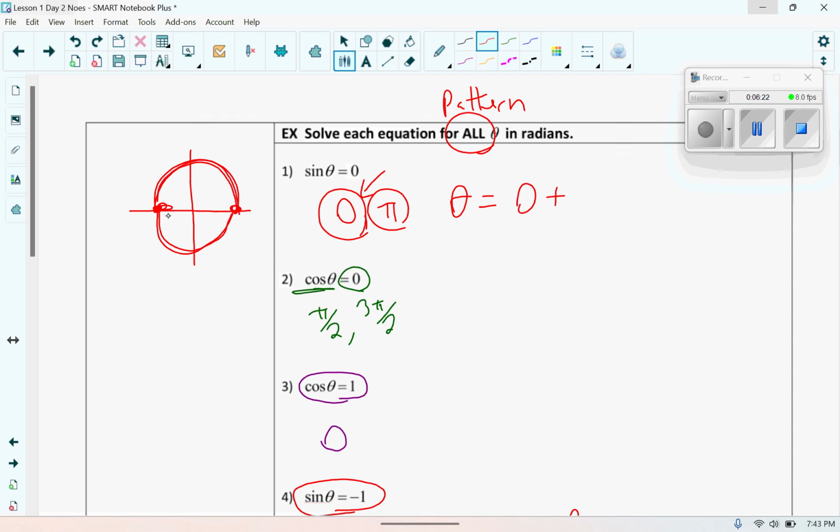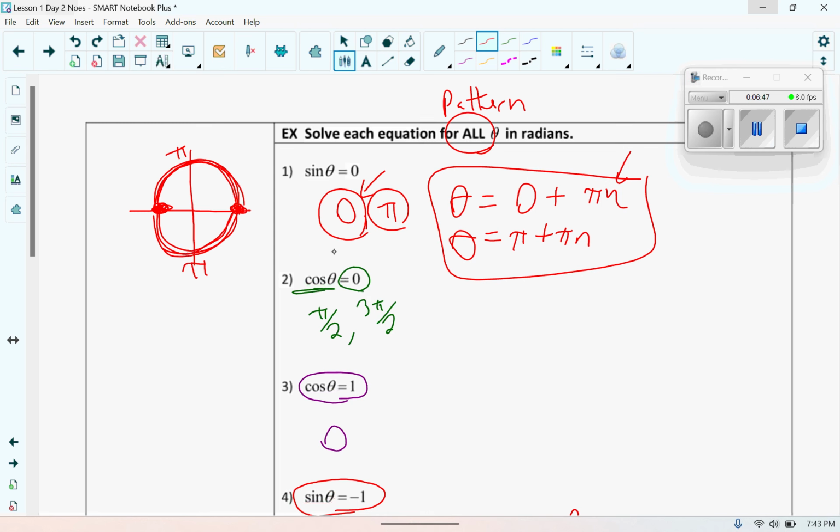It occurs every pi, and then it comes down here. We go pi this way, and we have another mark here. So this is going to be pi times n, and n is the number of rotations. Okay, and again, you could have said pi plus pi n. Either one of those is totally fine. I usually just choose the first one. That's usually what you see.